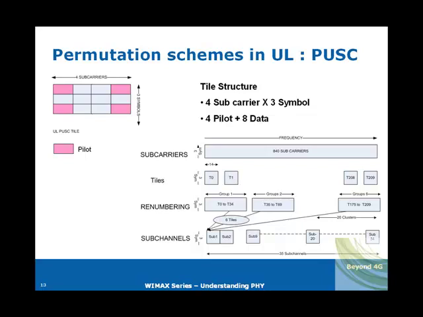There would be 6 major groups, and each group will have 35 tiles. T0 to T34 is group 1, T35 to T69 is group 2, and similarly we will have a total of 6 groups. From each group we take one tile, and these 6 tiles make a subchannel. So there would be a total of 35 subchannels. So in uplink PUSC we have 35 subchannels, and we have 30 subchannels in downlink.